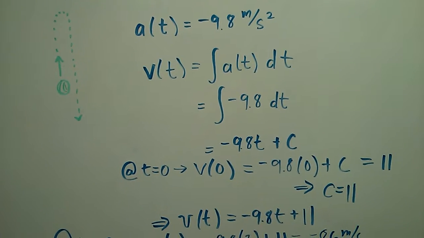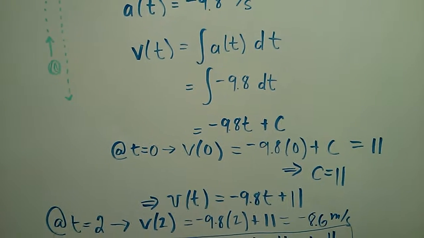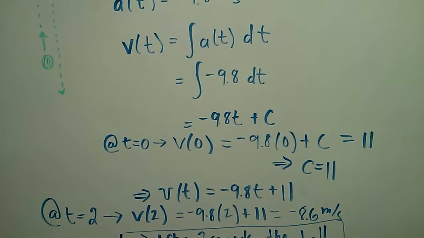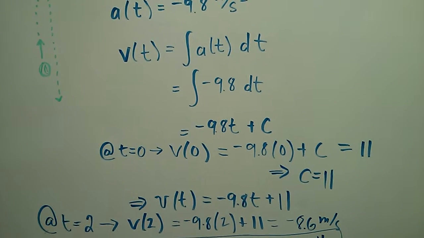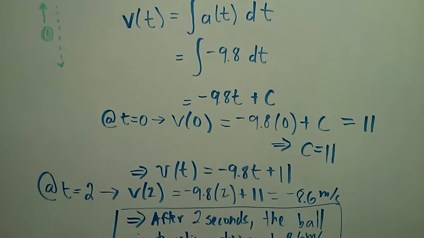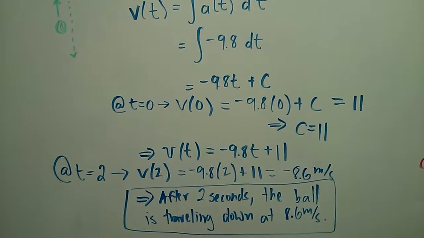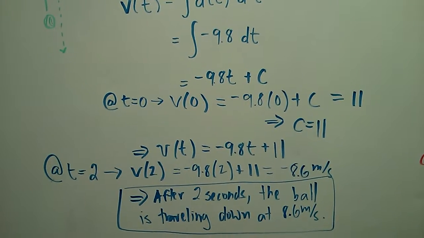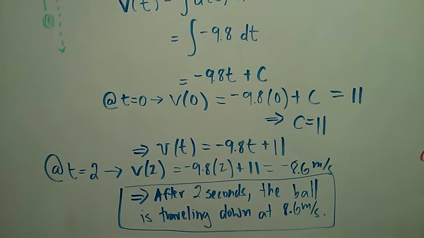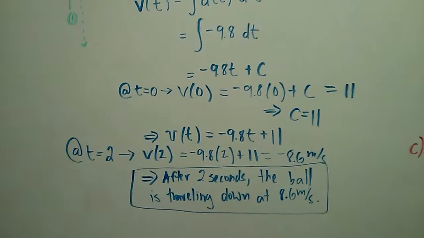All right, so finally, the question is asking what is the motion of the ball at 2 seconds. Well, the velocity at 2 seconds, you plug 2 into the equation, you get negative 8.6 meters per second. Therefore, after 2 seconds, the ball is traveling downwards at 8.6 meters per second. The negative tells us the direction is down. All right, let's go into part B.